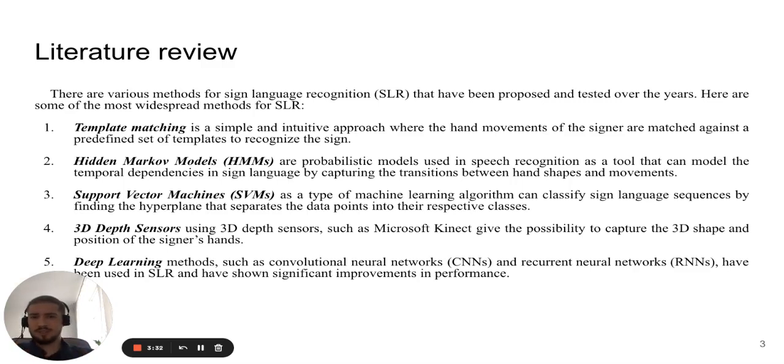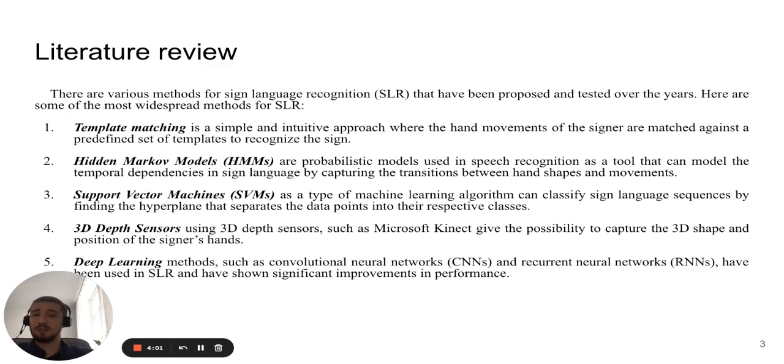Support vector machines, as a type of machine learning algorithm, can classify sign language sequences by finding hyperplanes that separate the data points into their respective classes. So another approach is to use 3D depth sensors, such as Microsoft Kinect. It can give the possibility to capture the 3D shape and positions of the signer's hands.